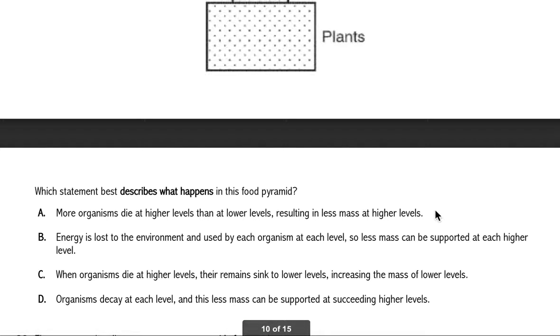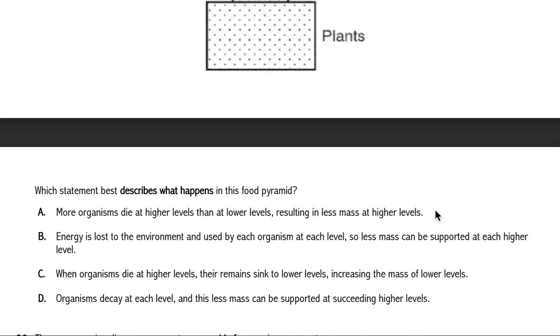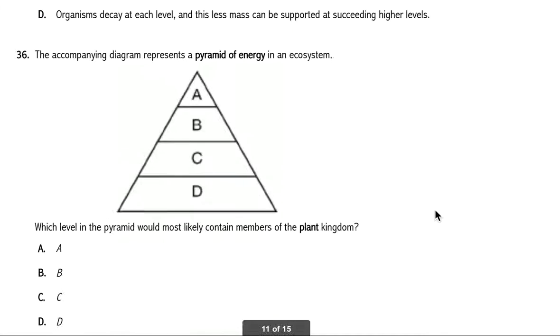Which statement best describes what happens in this food pyramid? A. More organisms die at higher levels than at lower levels, resulting in less mass at higher levels. B. Energy is lost to the environment and used by each organism at each level, so less mass can be supported at each higher level. C. When organisms die at higher levels, their remains sink to lower levels, increasing the mass of lower levels. D. Organisms decay at each level, and thus less mass can be supported by succeeding higher levels.